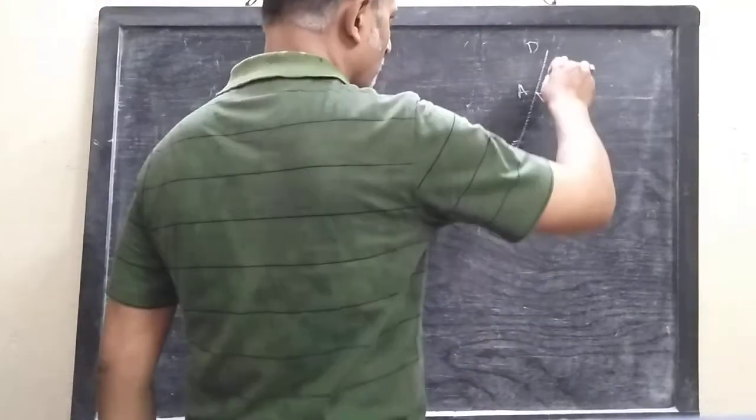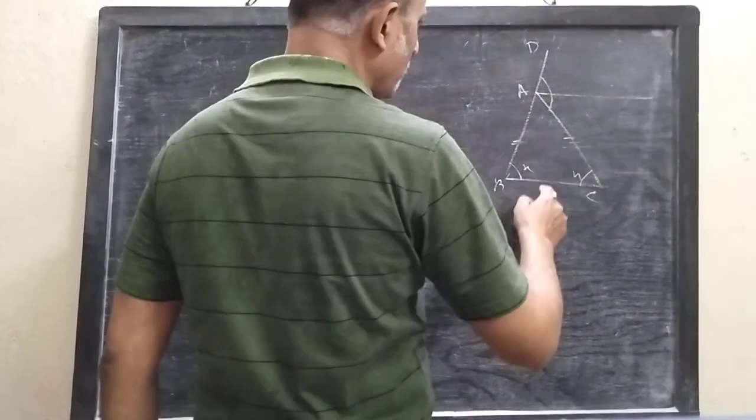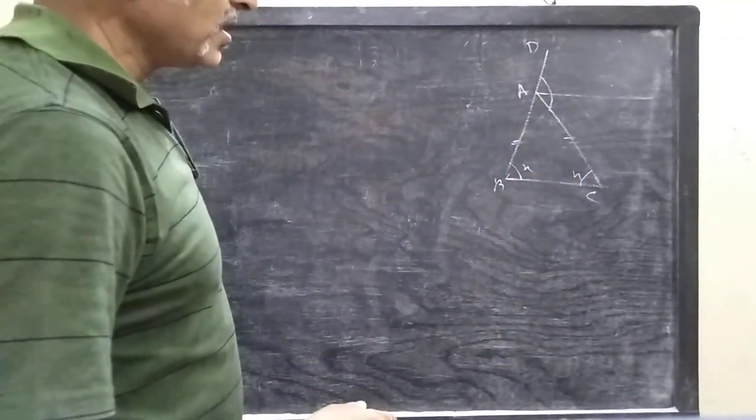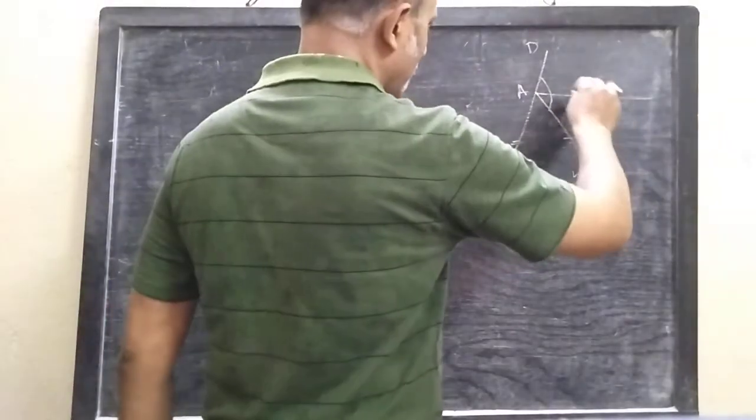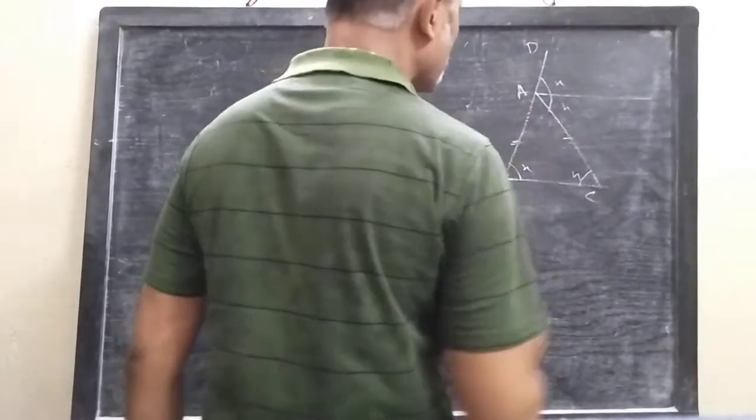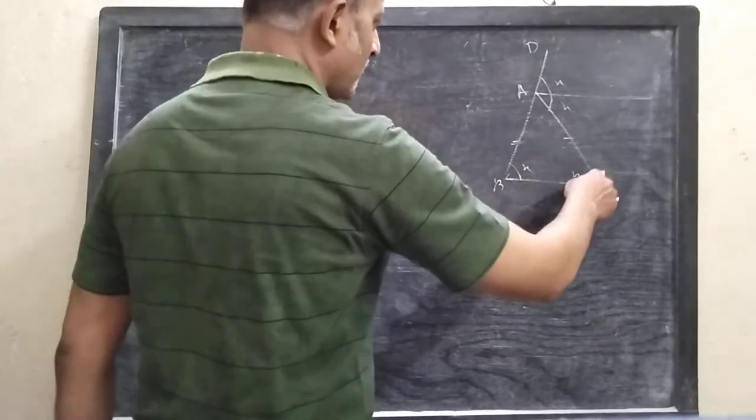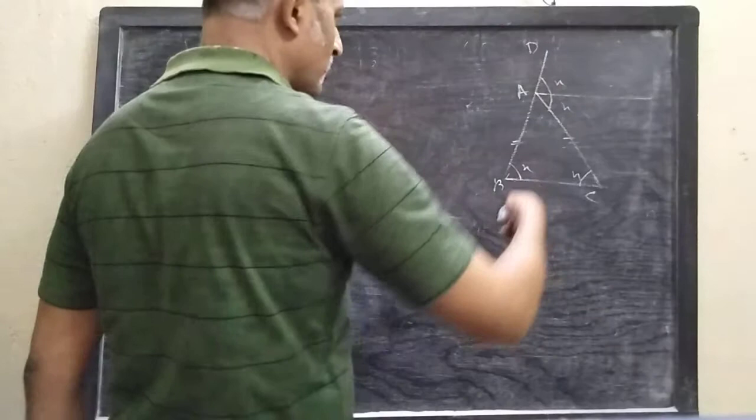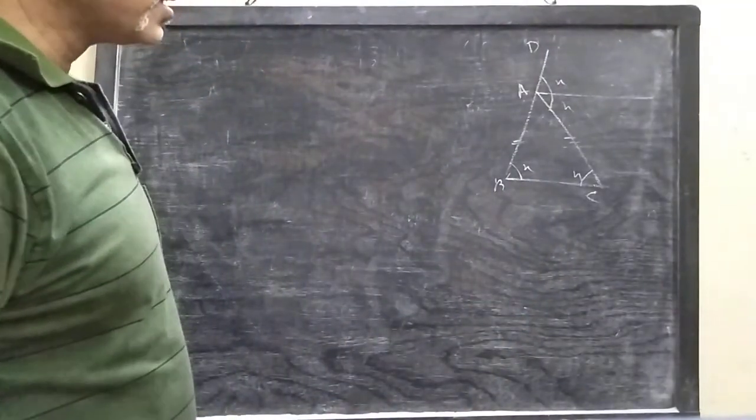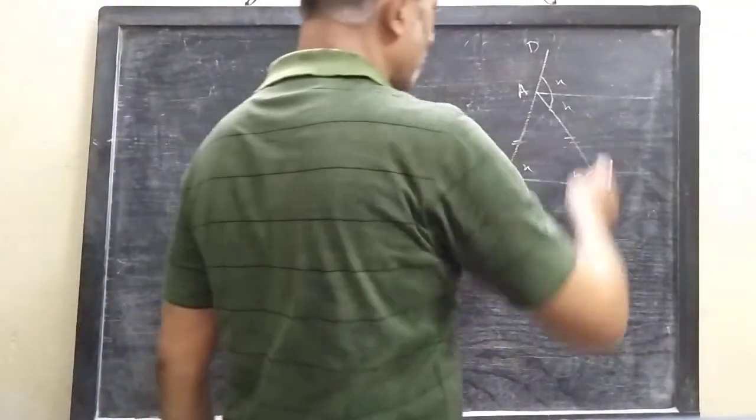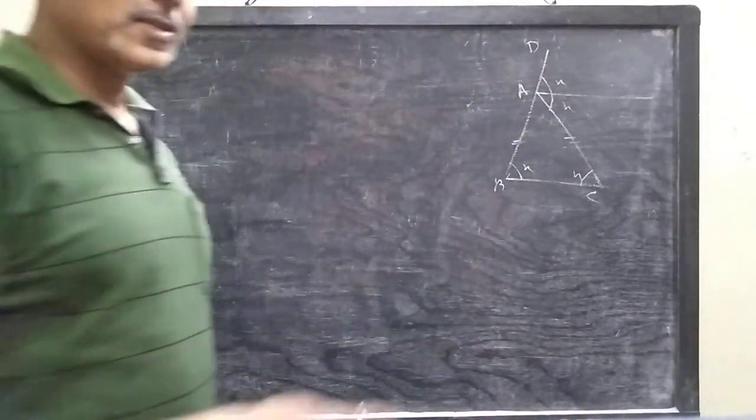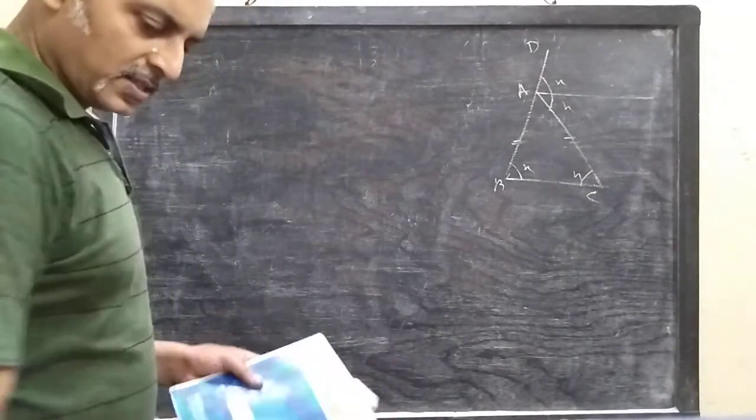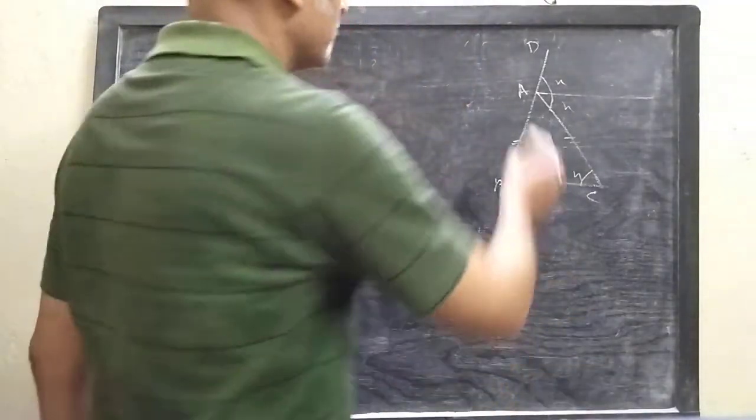Now, this total angle will be 2x because the exterior angle equals the sum of the interior opposite angles, and it is bisected by this line, so they will be x and x. So they are alternate interior angles. For this reason you can say they are parallel. They are also corresponding angles. For this reason also you can say they are parallel. That is, the bisector of the exterior angle here is parallel to the side BC. This will be applied here.